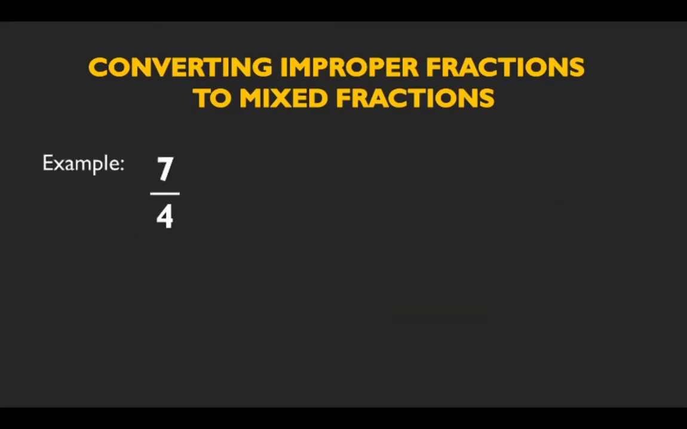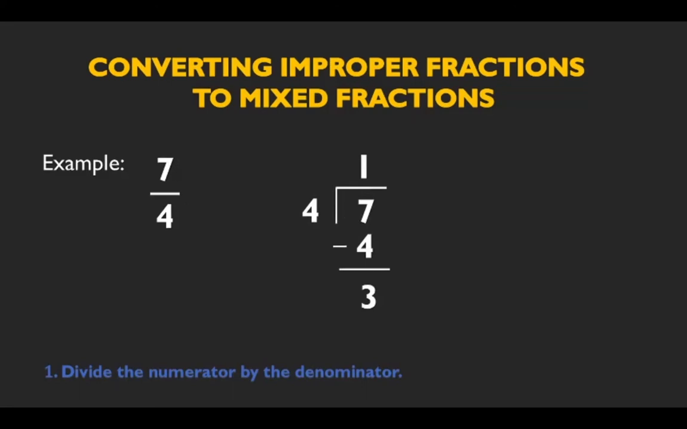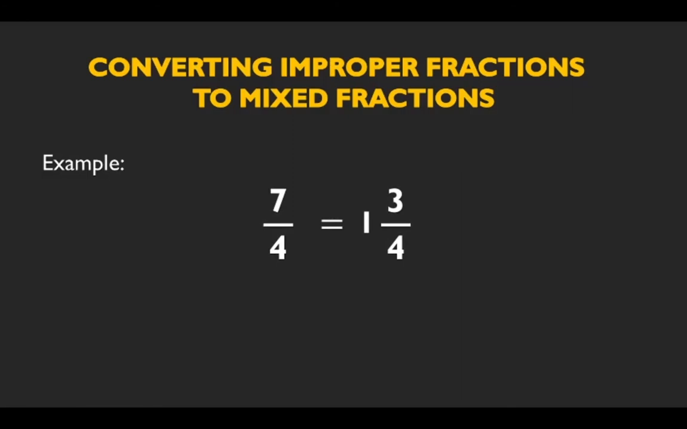7 over 4. We have to divide the numerator by the denominator. 7 divided by 4. The answer is 1, remainder 3. We write down the whole number answer and write down the remainder above the denominator. Improper fraction 7 over 4 in mixed fraction is 1 3/4.